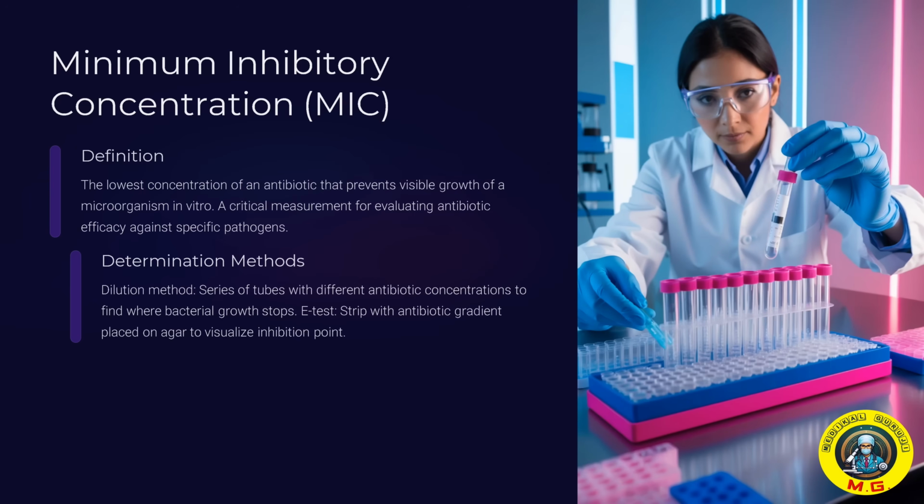The second method is the E-test or gradient method. In this method, a strip impregnated with a gradient of antibiotic concentration is placed on an agar plate inoculated with the test organism. After incubation, the point where bacterial growth inhibition stops along the strip is read as the MIC.